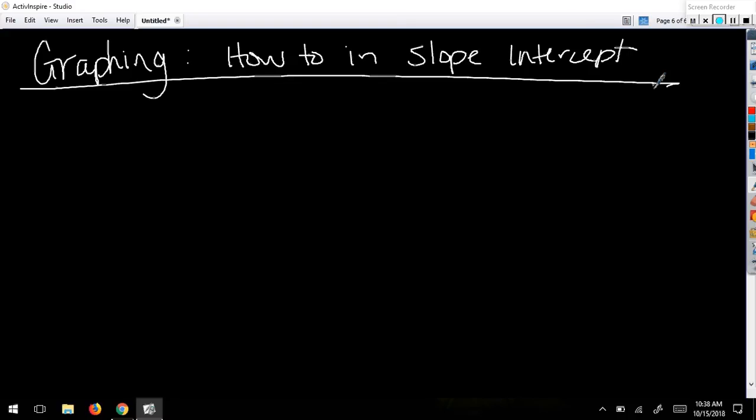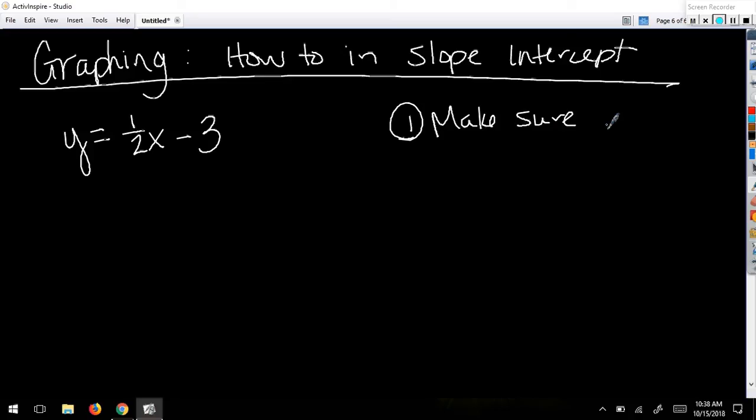Let's say I have the equation y equals 1/2 x minus 3. My first step I want to do is same thing I did before. Make sure it's solved for y. Is that solved for y? Is y already by itself? Yes.